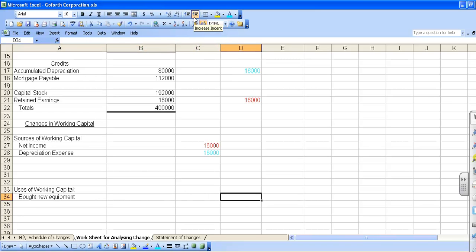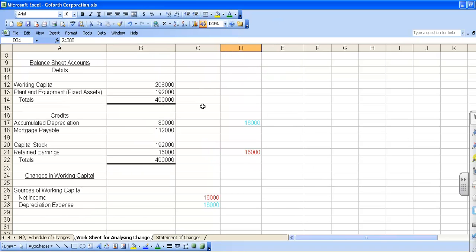So as I said, the uses are going to be credits. So we spent $24,000 on new equipment. And let's see what color we're going to make that one. Maybe not orange. Green. When we look up top, we've got more plant and equipment or fixed assets. So we're going to put $24,000 up there. And we're going to make that the same color, green.